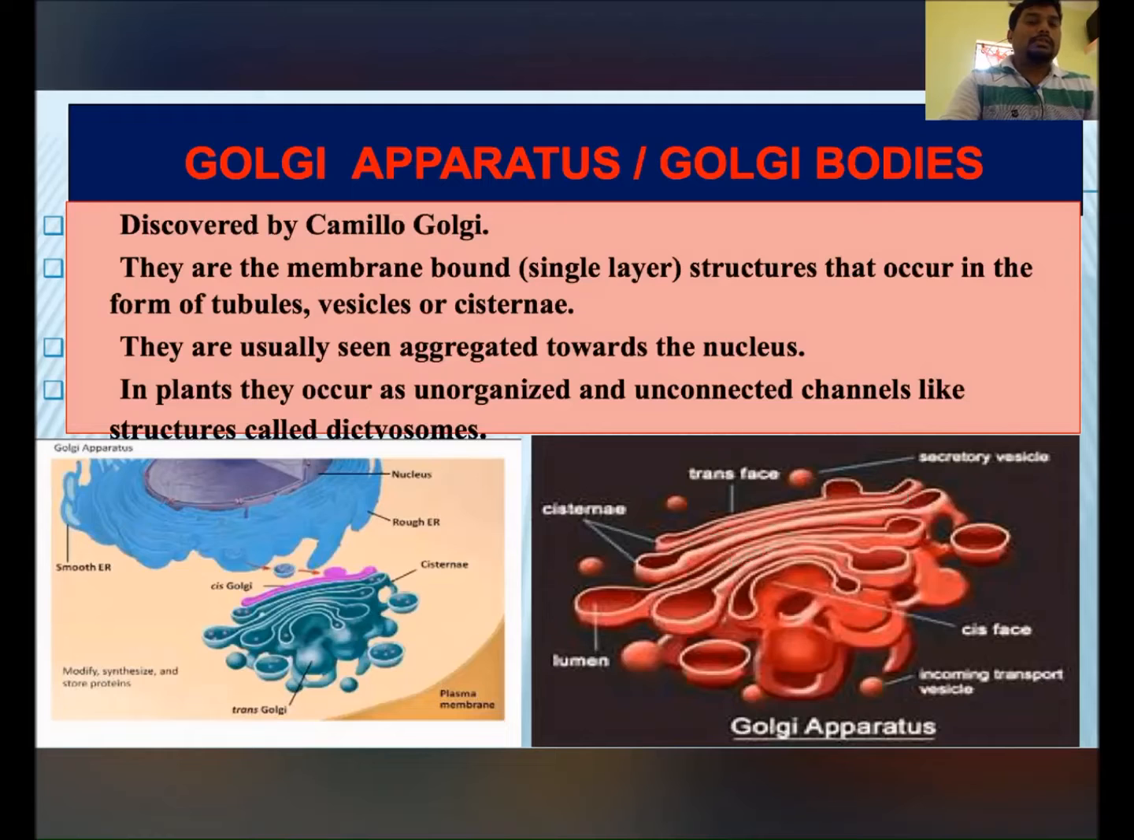So it can be in the form of tubules, vesicles, these lobe-like structures at the head, and other oval shaped structures, round shaped structures. They are called as vesicles. They are usually seen aggregated towards the nucleus. You can see this is the nucleus here, and this is Golgi apparatus.